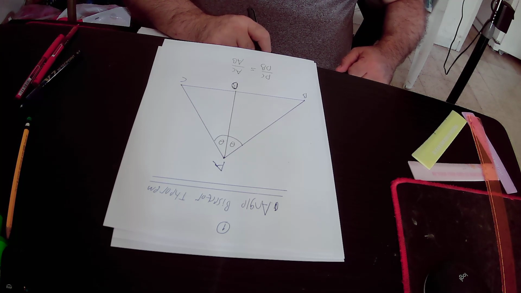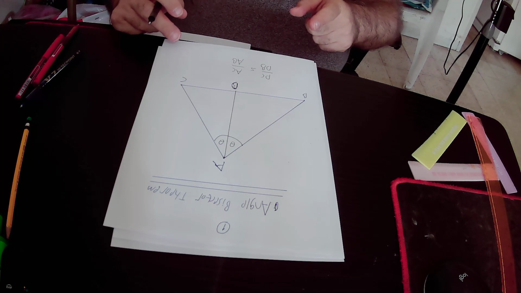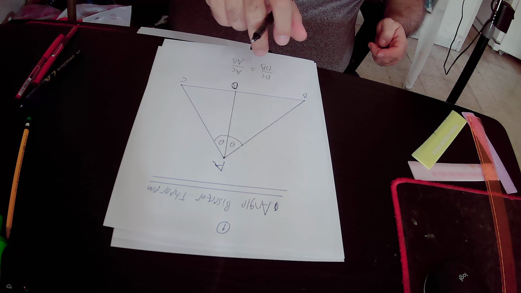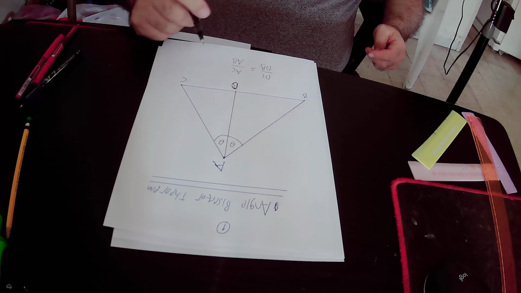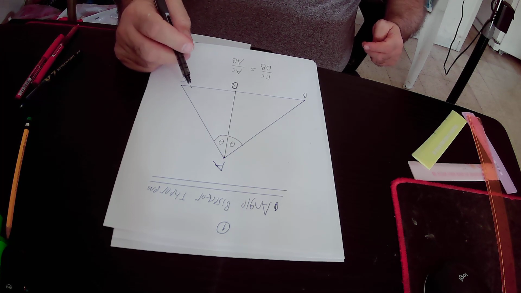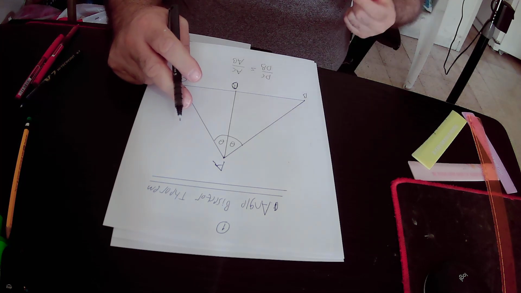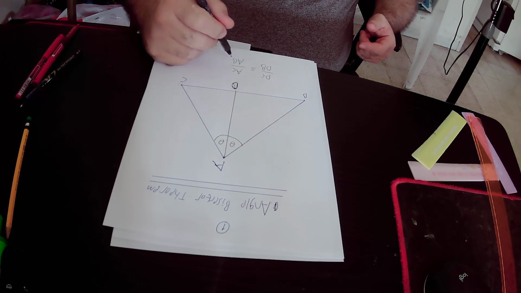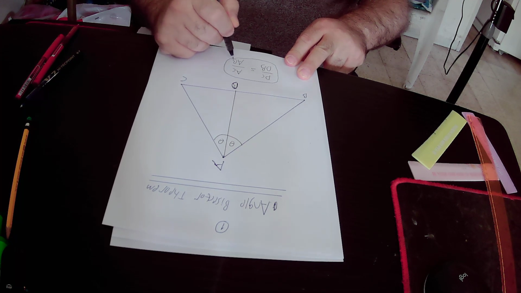Again, angle bisector AD divides side BC in a ratio DC over DB, and that ratio equals the ratio between the angle legs. The angle legs are AC and AB, and the ratio between the angle legs is AC over AB.